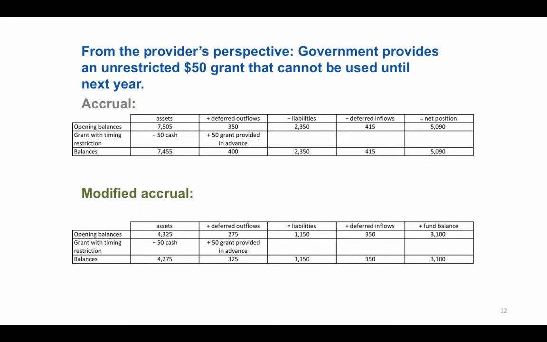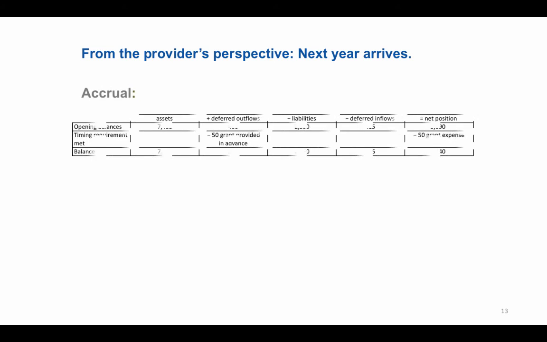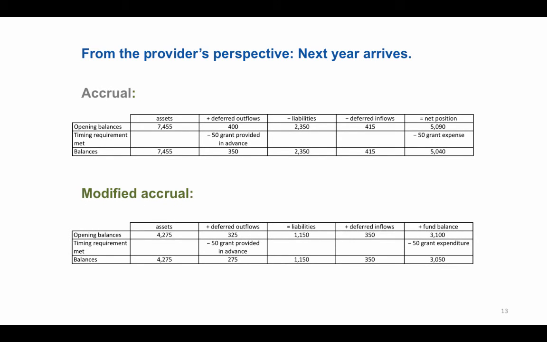It's the same under modified accrual. Now, the next year arrives, and you saw with the recipient that you got rid of the deferred inflow, and that's when you recognize the revenue. And for the provider, you get rid of the deferred outflow, and now you recognize the grant expense. Hopefully that clarifies this for you, makes it a little bit easier for you to understand how it works.